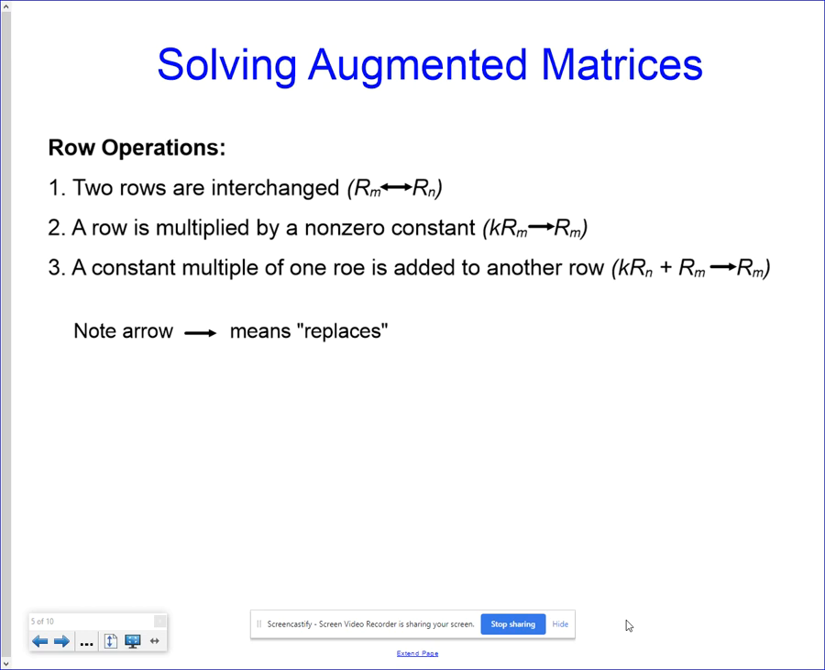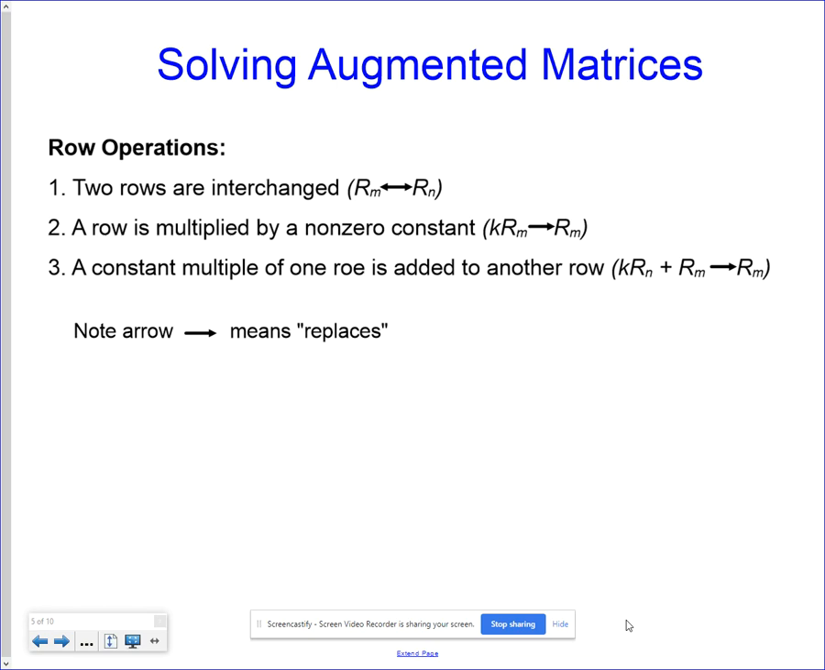Over the next couple of days, we're going to be using matrices to solve systems of equations. In order to solve a system of equations with matrices, you've got to know these three things. There's three row operations that you're allowed to do. Let's look at the first one. The first one is pretty simple.